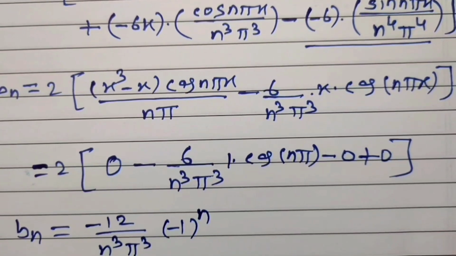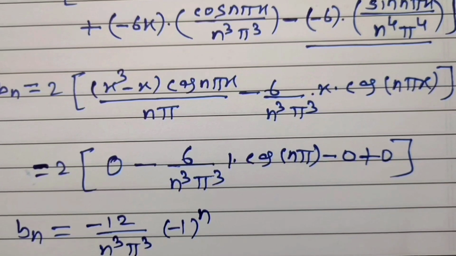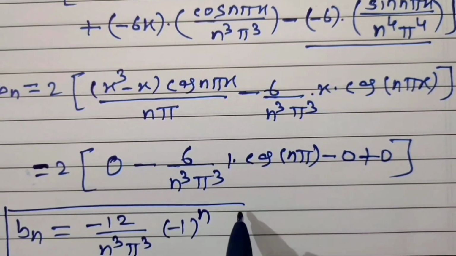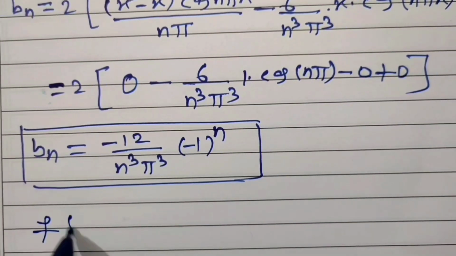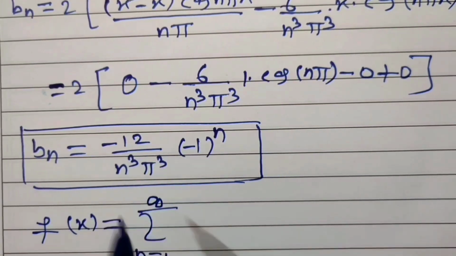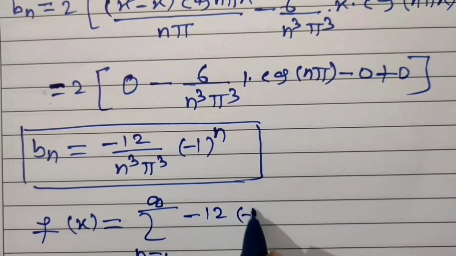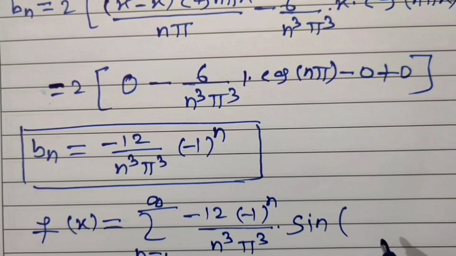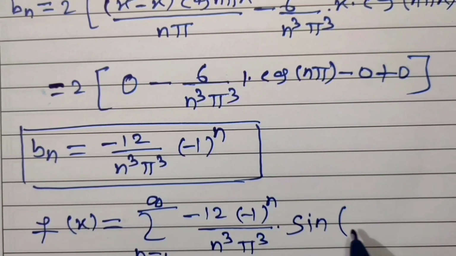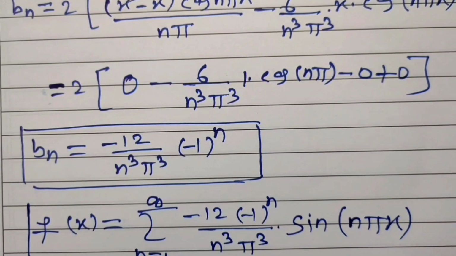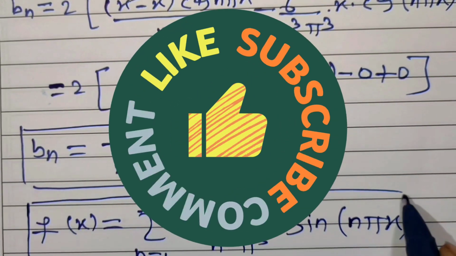Okay, this is the value of bn and here we have to substitute this value in the Fourier series expansion for f of x. Hence f of x is equal to summation of n is equal to 1 to infinity bn, that is minus 12 times minus 1 to the power n upon n cube pi cube into sine of n pi x divided by L. But you know L is 1, so sine of n pi x, and this is the final answer, which is the Fourier series expansion of the given function f of x.